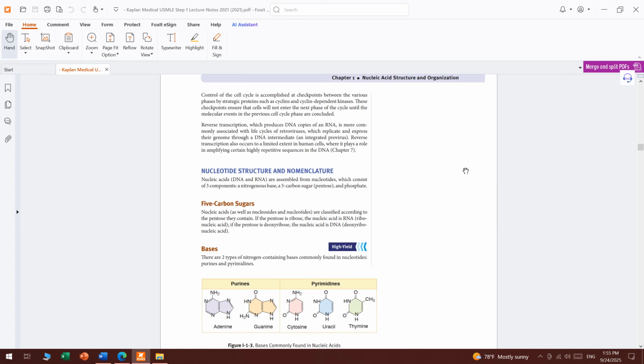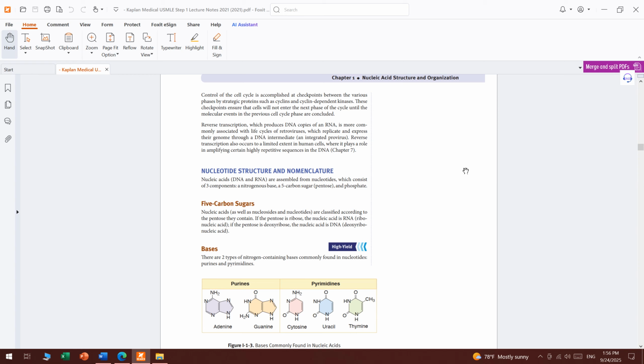5-carbon sugars. The type of 5-carbon sugar present determines whether the nucleic acid is RNA or DNA, and also influences the classification of nucleosides and nucleotides. The carbons of the sugar are numbered 1' through 5'. If the pentose sugar is ribose, the nucleic acid is RNA. Ribose has a hydroxyl group at both the 2' and 3' carbon positions.